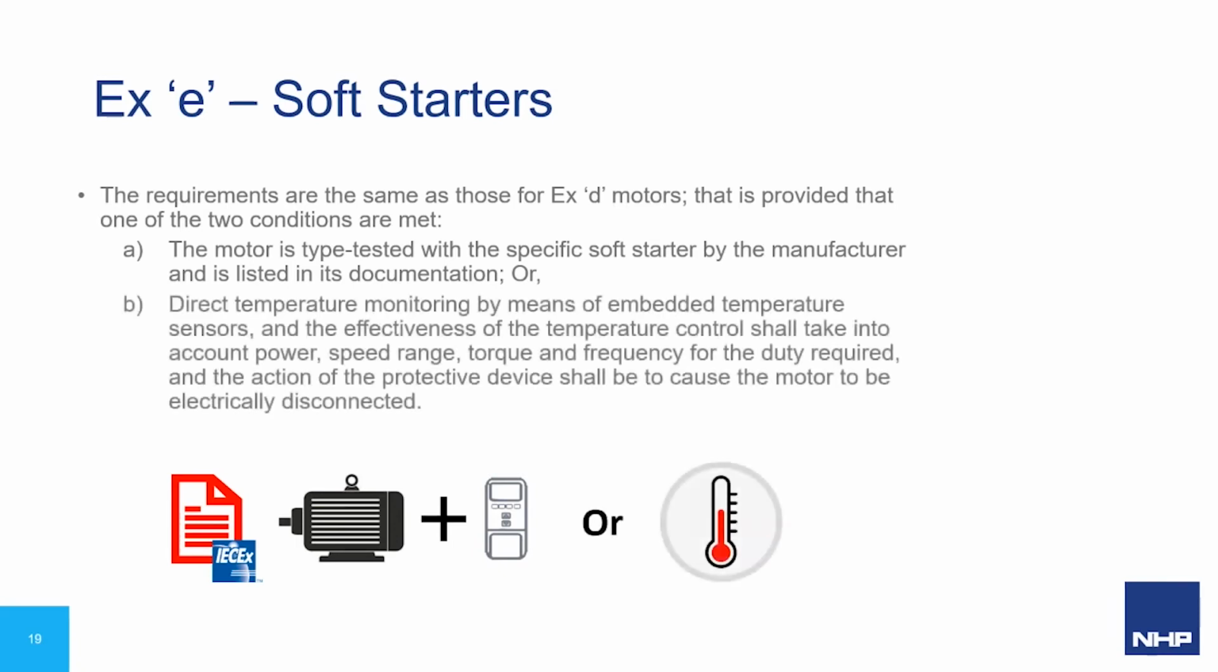The second condition is where type testing has not been done, so you need to directly monitor the temperature of the motor by means of an embedded temperature sensor, taking into account again the power, torque and frequency of the duty required. Finally, the action of the protective device used for the direct temperature monitoring needs to be to cause the motor to be electrically disconnected. So as with EXD motors, these requirements aim to ensure the maximum surface temperature for the specific temperature class on the motor nameplate is not exceeded.